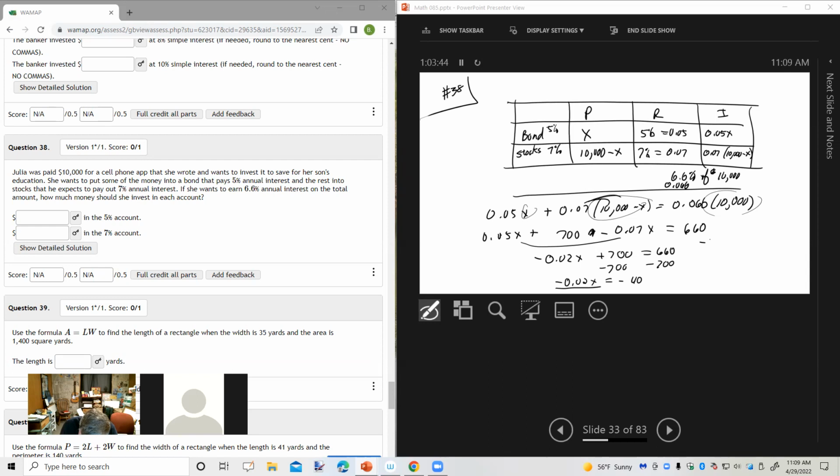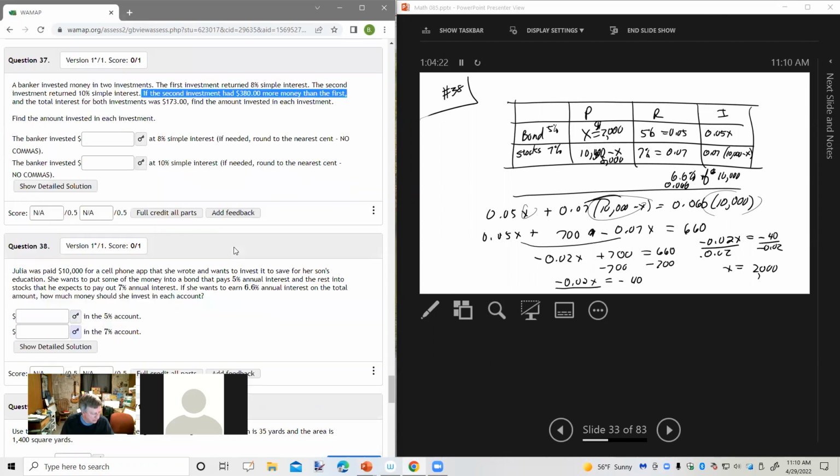I'm going to rewrite that over here. Divide both sides by negative 0.02. So X is going to be, negative divided by negative is positive, 40 divided by 0.02, which is 2,000. So this would be 2,000. This would be 10,000 minus 2,000, which is $8,000. So the 5% account should be $2,000 and the 7% account should be $8,000.